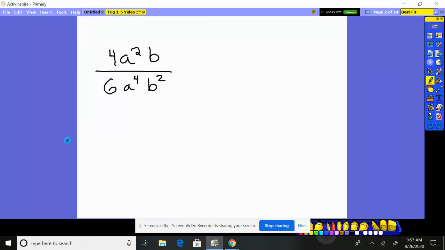So let's take a look at this one. If we write out what it means, not trying to remember any rules, remember, we understand things we never forget. So 4 times a times a times b, all over, in the bottom, I have a 6 times a times a times a times a, b times b. Now, it's division, so things can cross out. Things can simplify to 1.